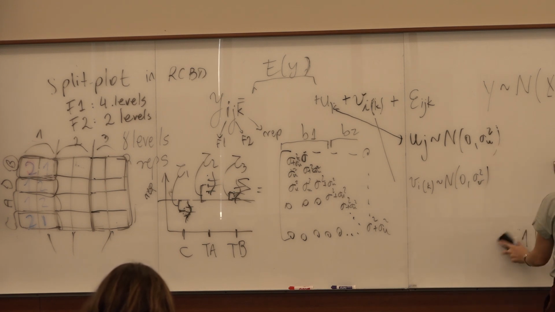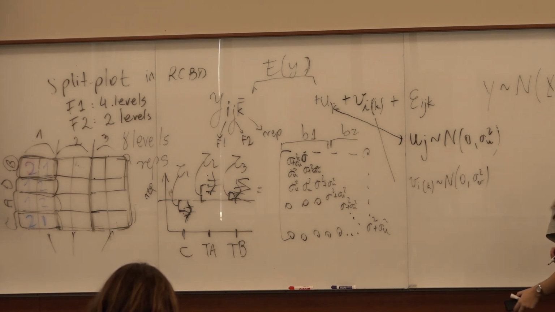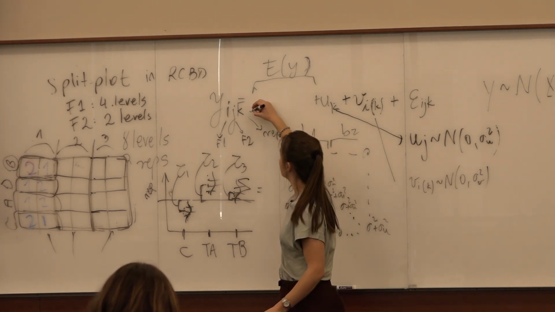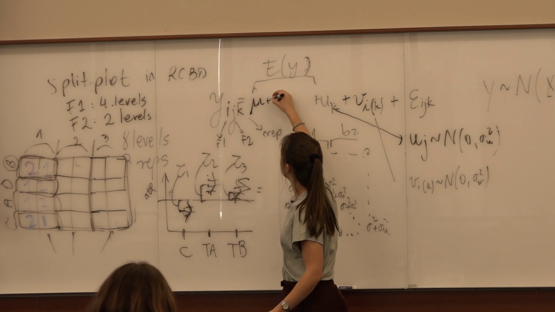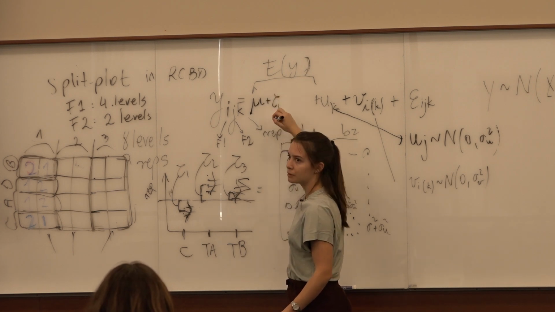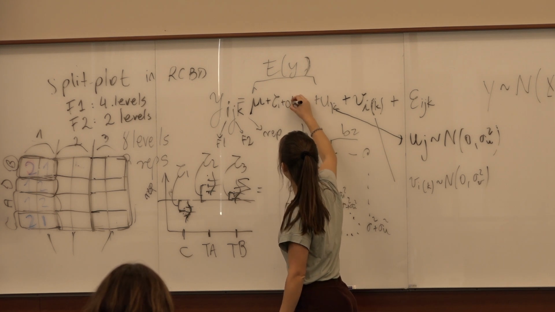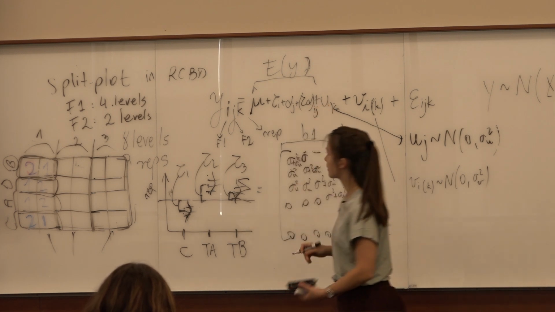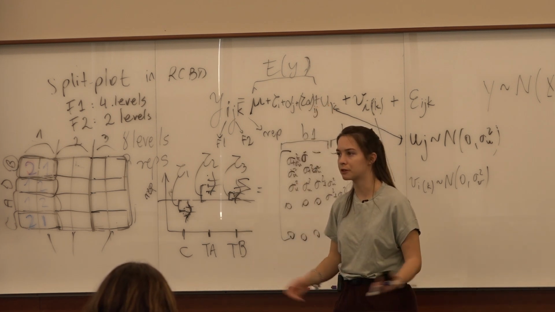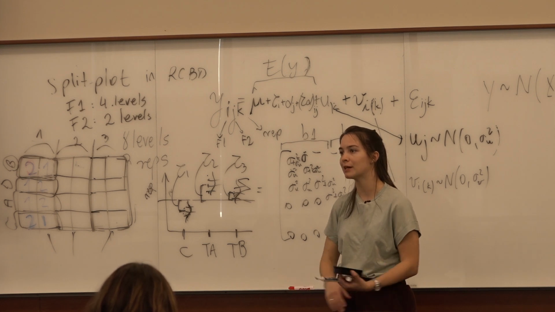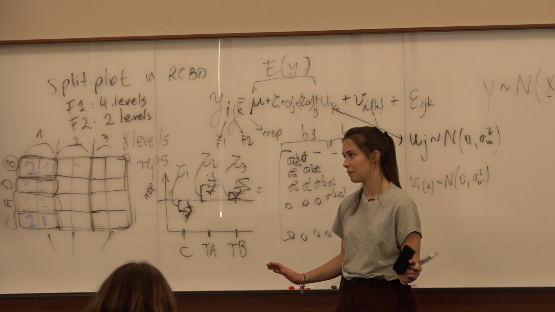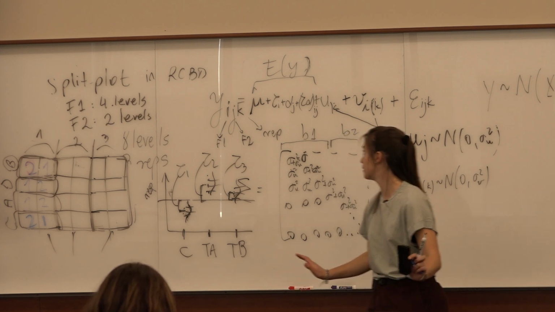And the error as well. And how about the expected value? Overall mean, treatment factor 1, treatment factor 2, and their interaction. And I use Greek letters, but if you want to use letters, as long as it's understandable, it's all good, right? As long as it's understandable.